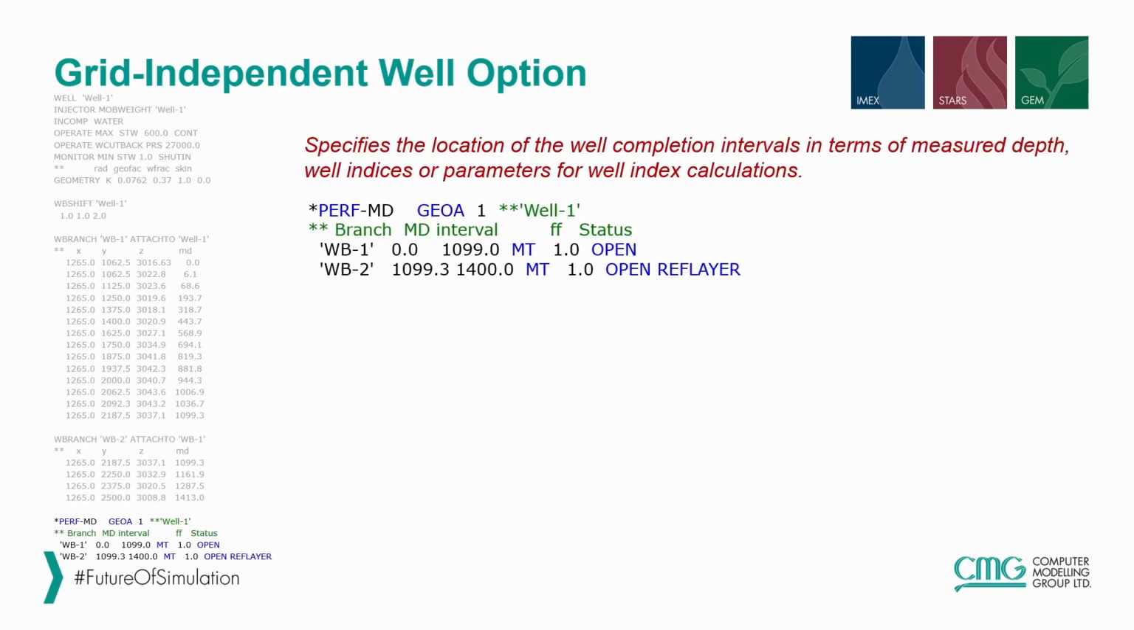Now, it's time to specify the location of the well completion intervals in terms of measured depth using perf_nd. For each branch, we specify the measured depth for the start and end of the well completion intervals, as well as status in terms of whether it is open or closed.